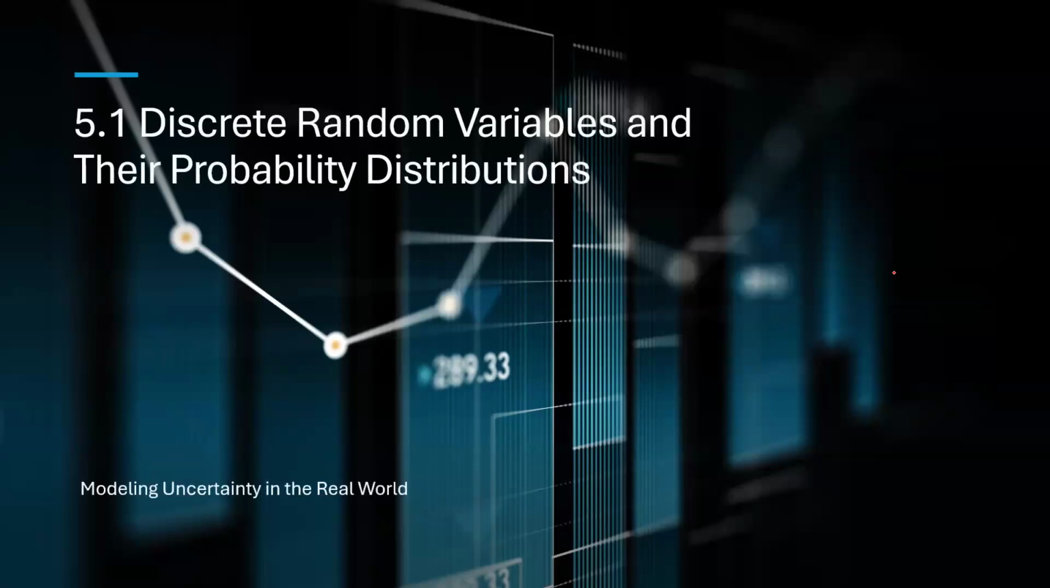Welcome to section 5.1, Discrete Random Variables. In this section, we're going to learn how to describe the behavior of numerical outcomes that arise from random processes, from games of chance to insurance models to the number of times a customer visits a store. These variables help us quantify uncertainty and analyze risks and rewards. By the end of this section, you'll be comfortable with discrete probability distributions, expected values, and standard deviations, and you'll see how these concepts play out in different scenarios.